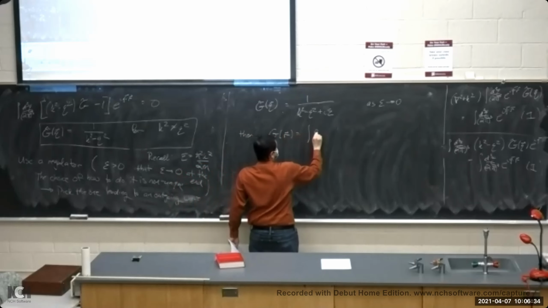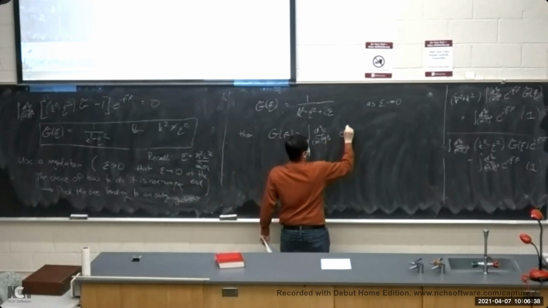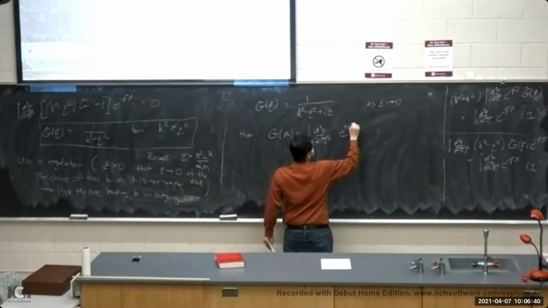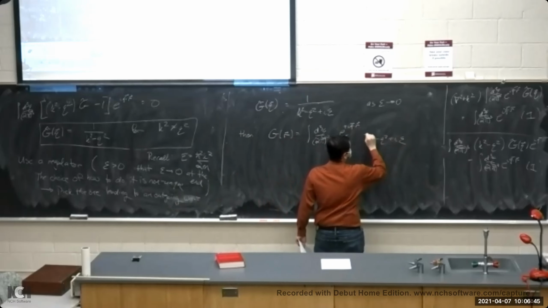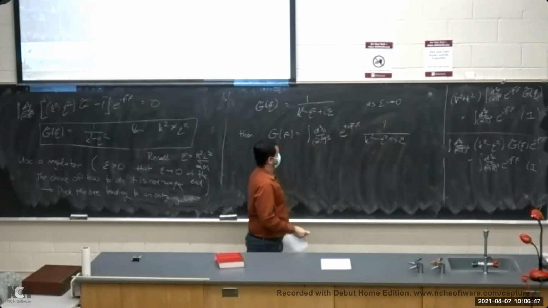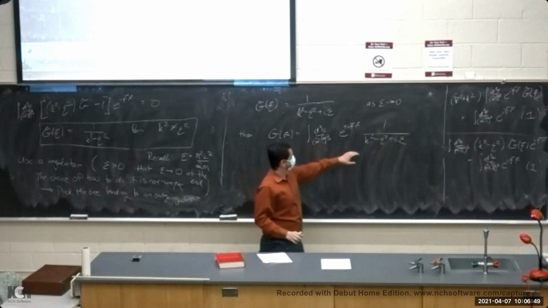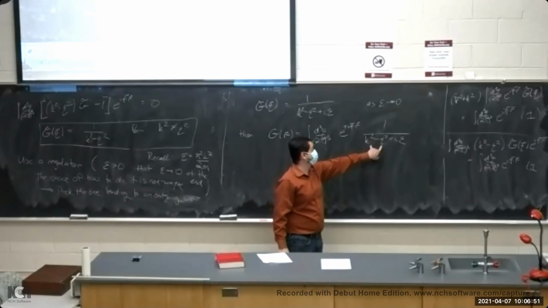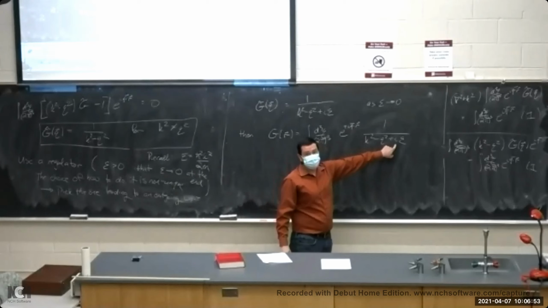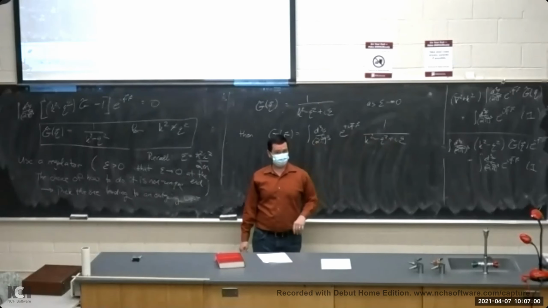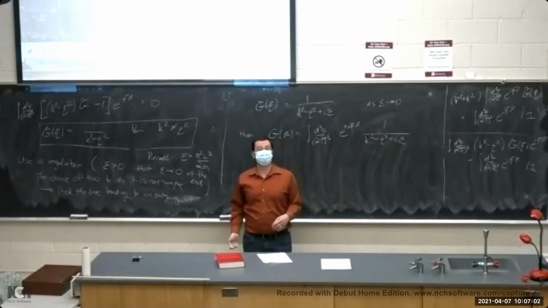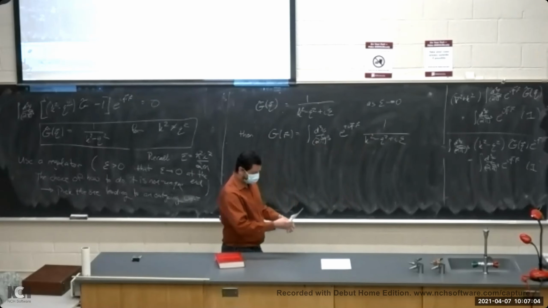g of r is the integral d3q over 2 pi cubed, e to the plus I q dot r, 1 over k squared minus q squared plus I epsilon. Without the I epsilon, this integral goes to infinity on the real axis. But this choice moves that singularity off into the complex plane. And so that will tell me if I close the contour above, or if I close the contour below, do I get a residue or do I not?